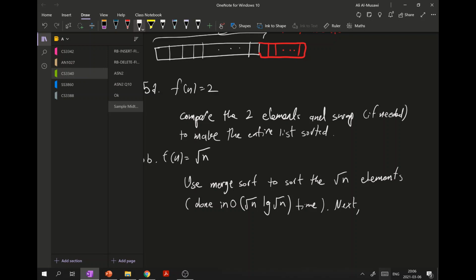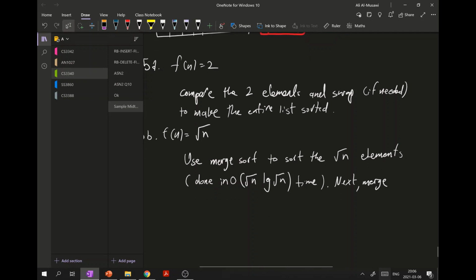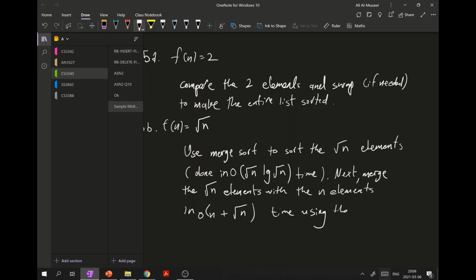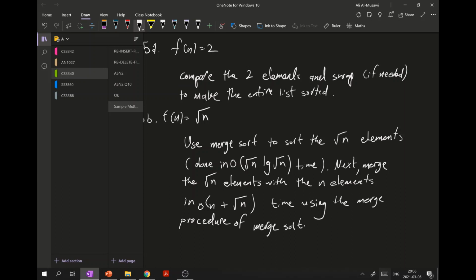Next, merge the root n elements with the sorted n elements in n plus root n time using the merge procedure of merge sort. Okay, this one is not that difficult.